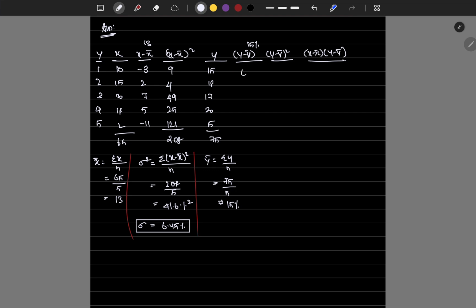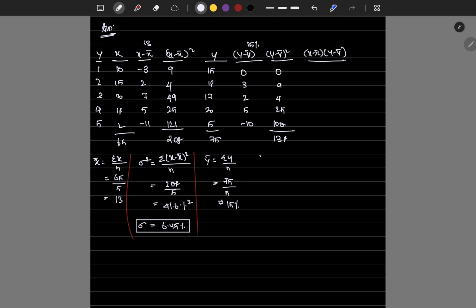So 15 minus 15 is 0, 18 minus 15 is 3, 17 minus 15 is 2, 20 minus 15 is 5, 5 minus 15 is minus 10. Everything we calculated. Let's square this off: 0, 9, 4, 25, 100. Now we have calculated the y minus y bar the whole square also. We'll sum this up: 9 plus 4 plus 25 plus 100, which is 138.